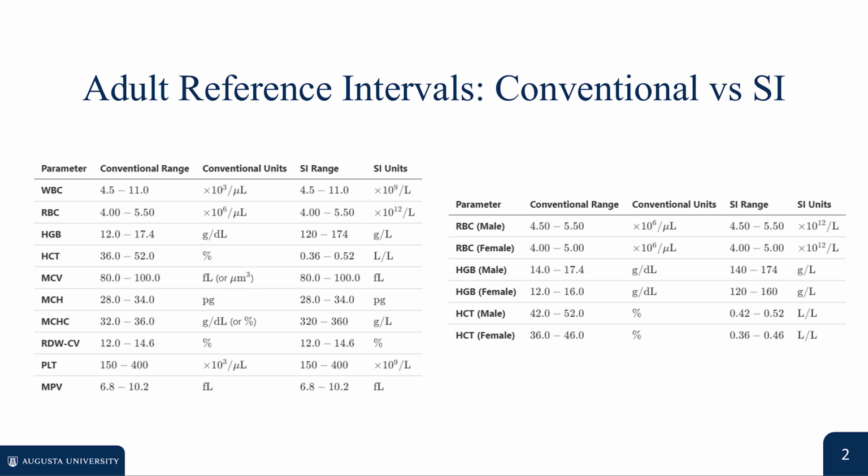Mean cell volume, or MCV, ranges from 80.0 to 100.0 femtoliters. Mean cell hemoglobin, or MCH, ranges from 28.0 to 34.0 picograms. Mean cell hemoglobin concentration, or MCHC, spans 32.0 to 36.0 grams per deciliter, or 320 to 360 grams per liter in SI units. Finally, the red cell distribution width coefficient of variation, or RDW-CV, normally sits between 12.0 and 14.6%, and mean platelet volume, or MPV, spans 6.8 to 10.2 femtoliters.